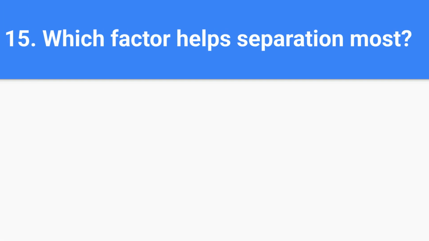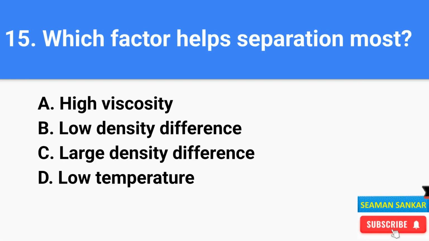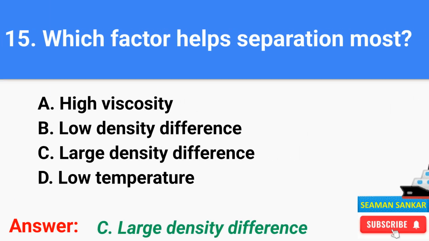Question 15. Which factor helps separation most? A. High viscosity. B. Low density difference. C. Large density difference. Or D. Low temperature. The correct answer is C. Large density difference. A greater difference in density enhances the separation of substances.